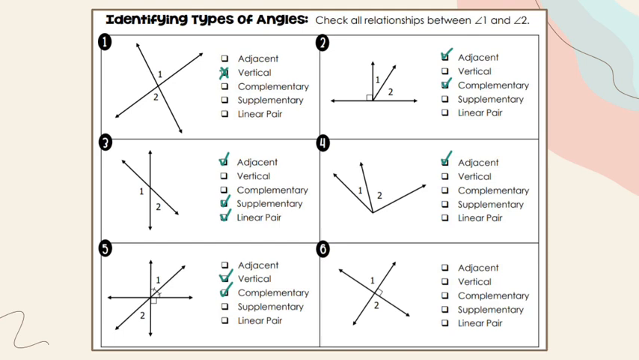All right, before we get started on number 6, notice that these two lines intersect at a 90-degree angle. If one of those angles is 90, they are all 90. So 1 and 2, they are not adjacent because they do not share a side. They are vertical because they are across from each other. They are not complementary because they do not add up to 90 degrees. They are each 90 degrees, making them supplementary because they add up to 180. But they are not a linear pair because they are not adjacent. All right, that is all for today's video.